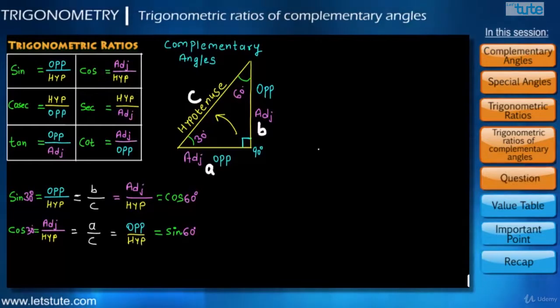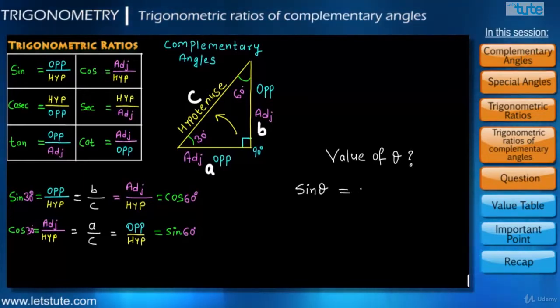Now let me ask you a question. What will be the value of theta for which the expression sin theta is equal to cos 40?